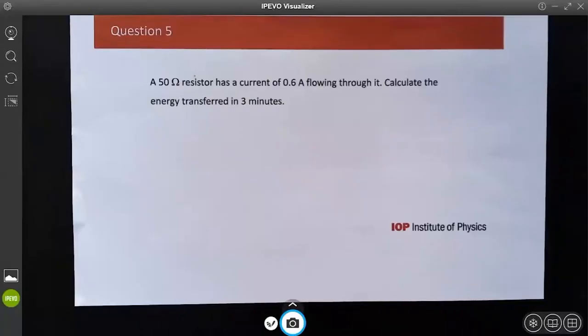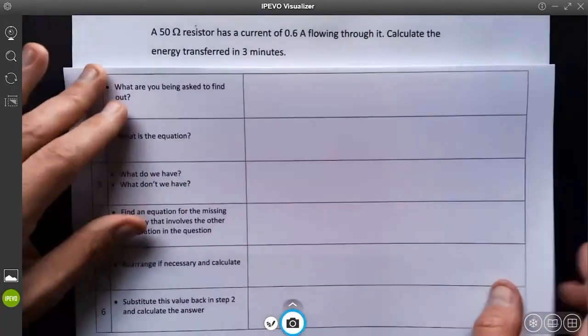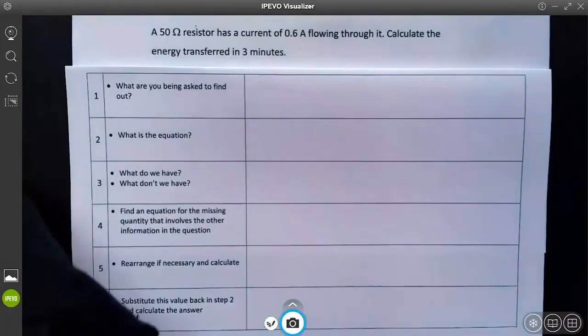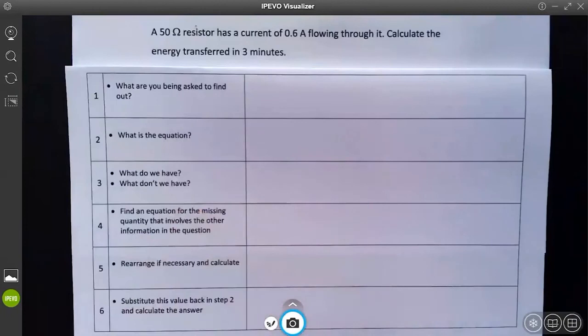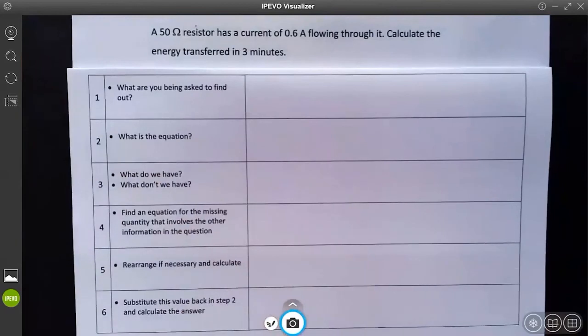Question 5 looks innocuous. However, if we look at what we're being asked to calculate, the energy, we don't immediately know a formula which links resistance and current directly to energy. So consequently, we're going to have to use a slightly more sophisticated approach to solve this problem. This would typically be one of those questions that would be worth 5 or 6 marks on an exam. So using a different framework to answer the question, one that accommodates what I would call a missing equation, we're going to work through 6 stages.